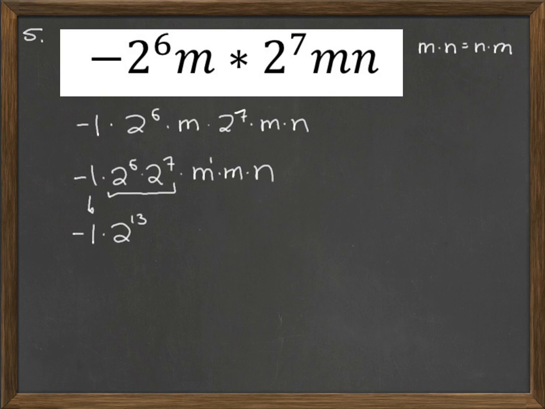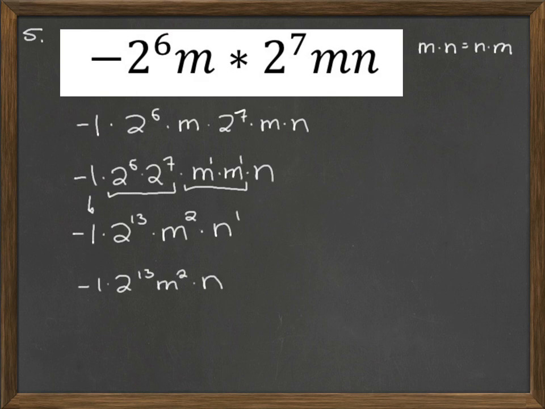Then we have 2 m's. So remember, that's m to the 1st power times m to the 1st power. So we're going to add those exponents as well. 1 plus 1 is 2. And then we just have the n. If you'd like, you could write n to the 1st power. It doesn't matter. Okay? So we have negative 1 times 2 to the 13th times m squared times n, or n to the first.